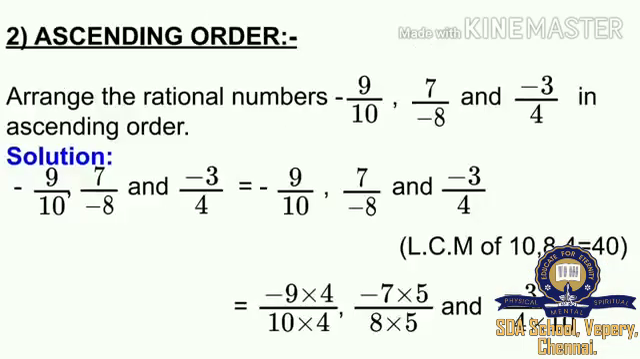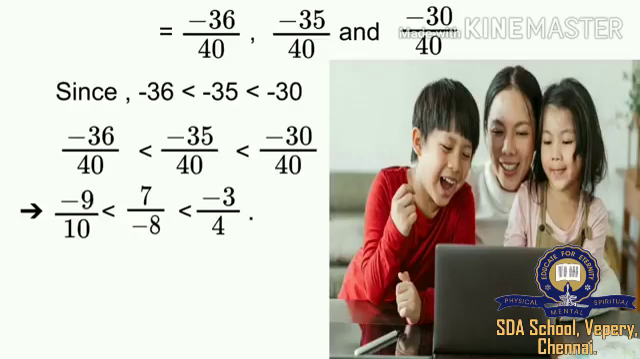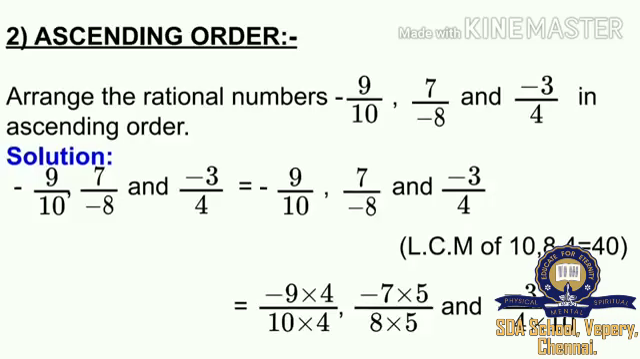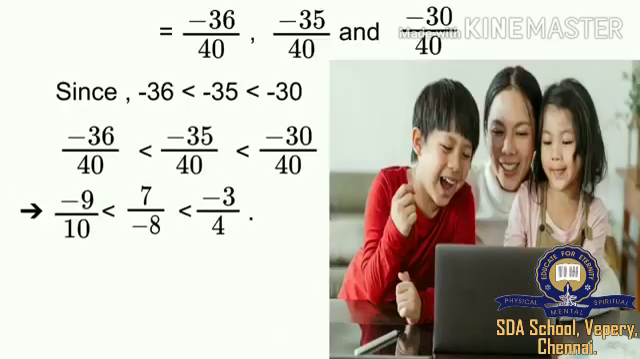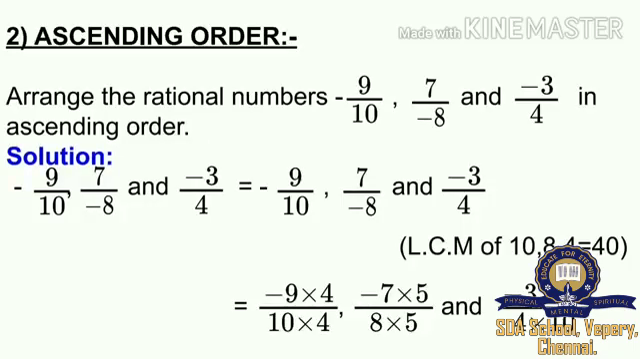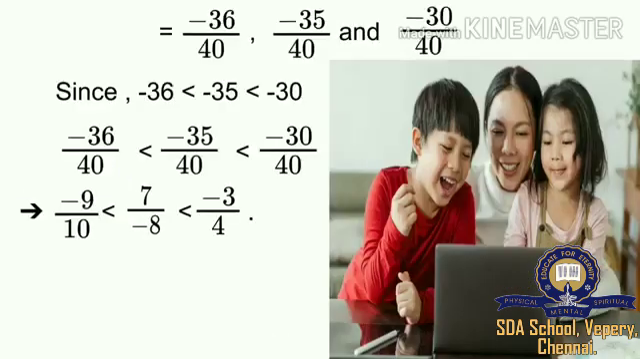The value for minus 9 into 4 is minus 36 divided by 40. If we multiply minus 7 into 5, the answer will be minus 35 divided by 40. And if we multiply minus 3 into 10, the answer will be minus 30 divided by 40. And we satisfy the denominator, they are equal, right?